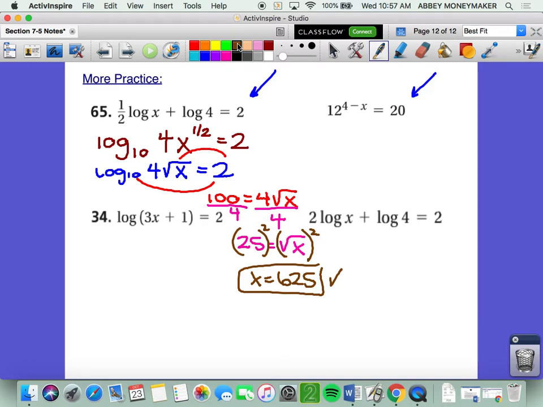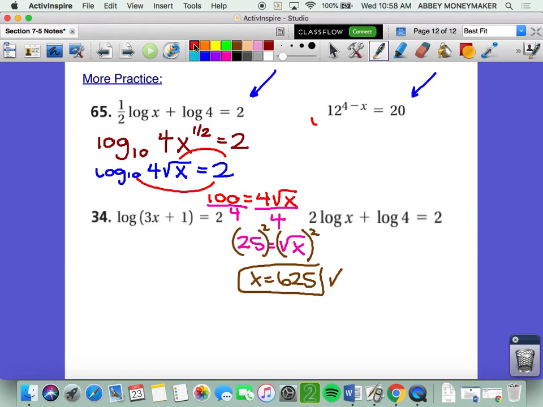Here we go. Let's go back to what we started with at the beginning of the day. 12 to the 4 minus x equals 20. Let's ask ourselves a new question. Can we do the same base method here? Can 12 and 20 be rewritten as a base with a power? Not with the same base. Can't happen. So we've got to put a log in.